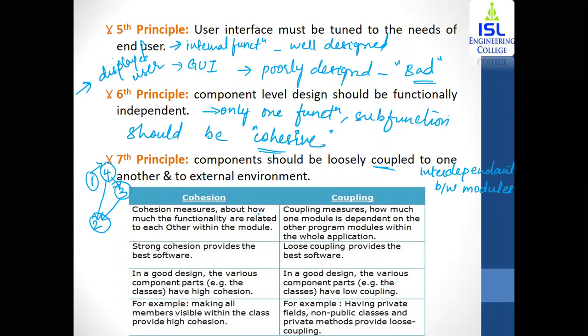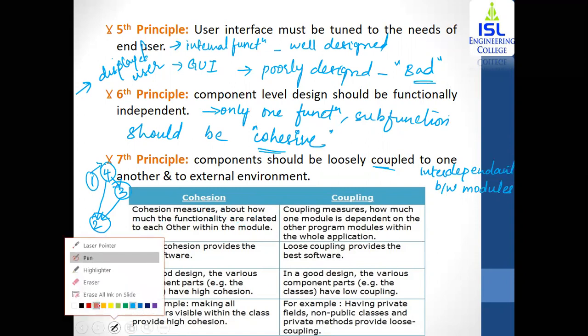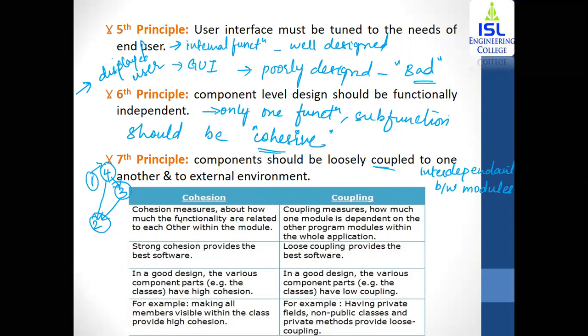Now let's see the difference between cohesion and coupling. Cohesion measures how much the functionalities are related to each other. How much the functionalities are the same, that will be identified. That is why whenever you're designing the software, each and every component needs to focus on only one function or only one sub-function. Whereas coupling defines how much one module is dependent on another, like the example I've shown within the whole application.